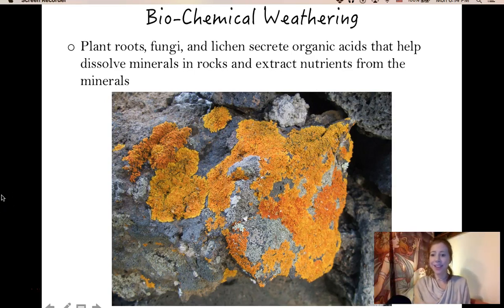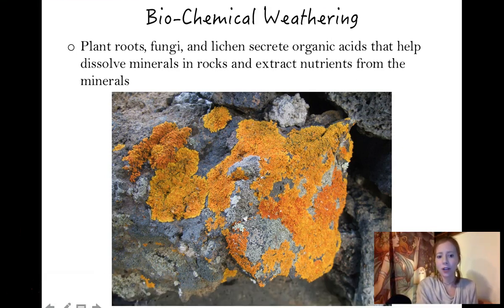Yes, there is another type of weathering, biochemical weathering, where plant roots, fungi, and lichens secrete organic acids that help dissolve minerals in rocks and extract nutrients from the minerals. So that would be an example of biochemical weathering.